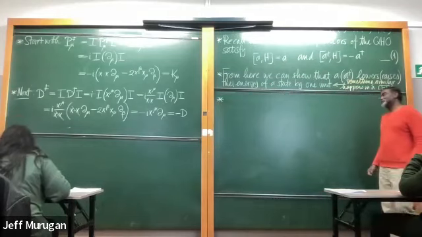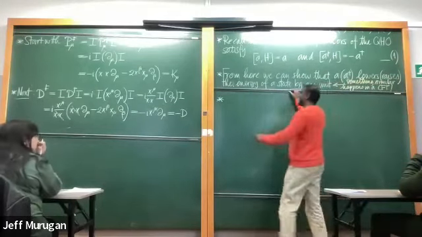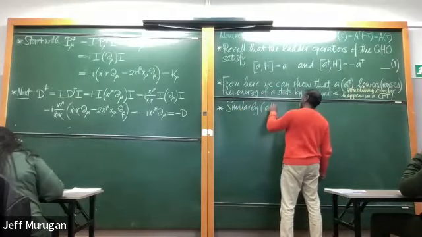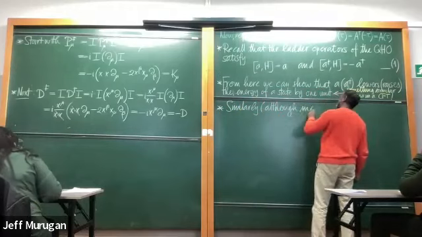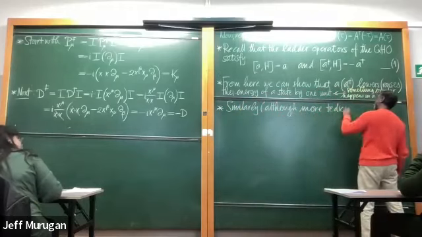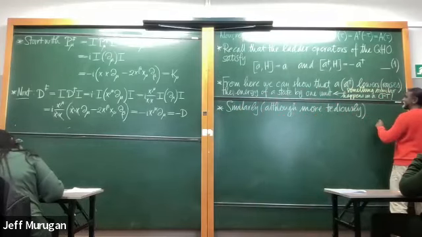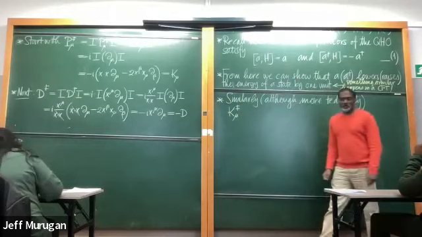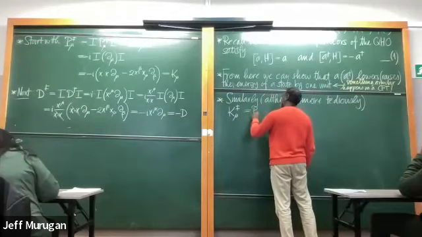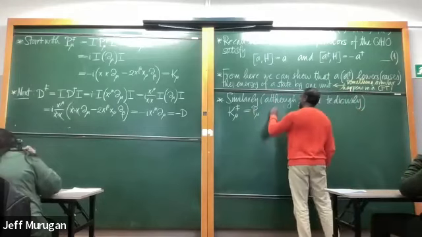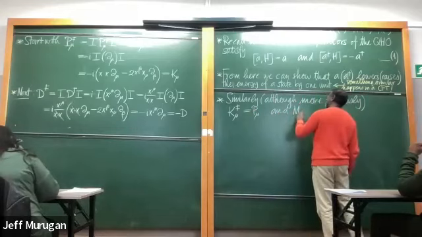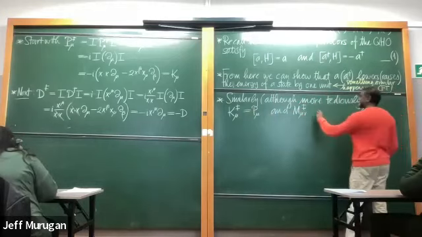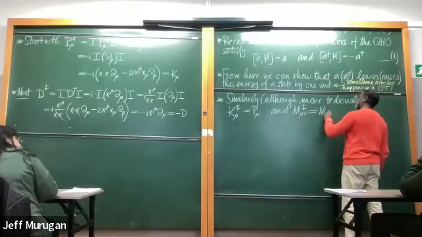So similarly, but with some more tedious work, you can show that if you take the Euclidean conjugate of K we get P, and the M mu nu generator of course, is just okay.